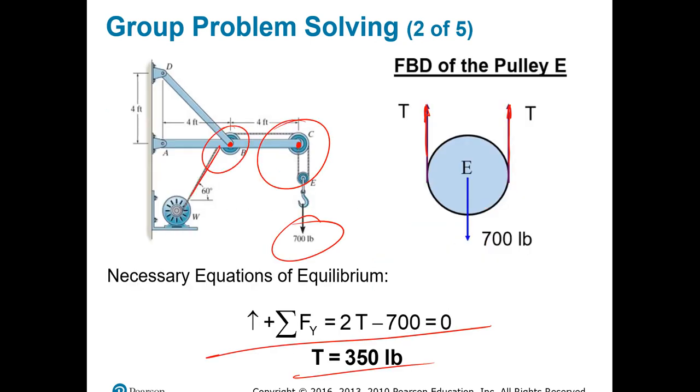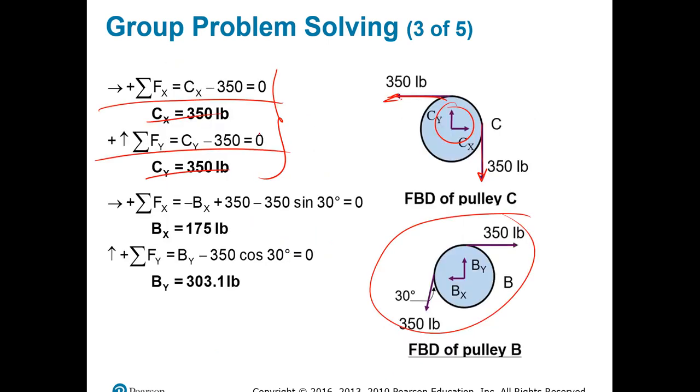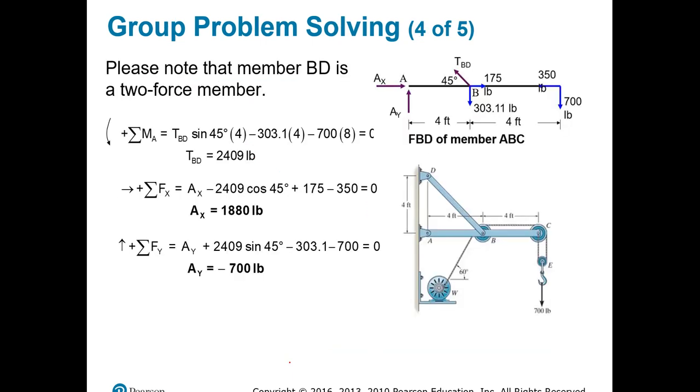You have a cable pulling like this. You have this guy too. So if we do a free body diagram with the 30 degrees and everything, we can easily solve the same problem by applying equations of equilibrium in X and Y, and then you get Bx and By. Why is this so important?